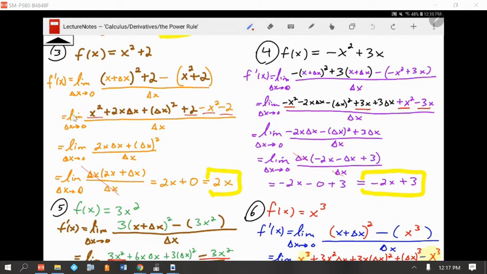Notice how I did write the limit as delta x approaches 0 every time. You are supposed to write that limit every time. When you're actually doing this formally, you are supposed to write that limit every time.